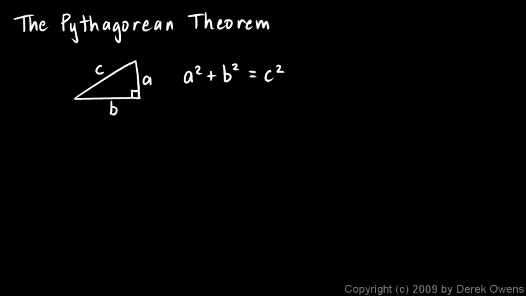Now we're talking about the Pythagorean theorem, and the theorem says that for a right triangle, this length a squared plus this length b squared has to equal the length of the hypotenuse squared. And now I'm going to prove the theorem.